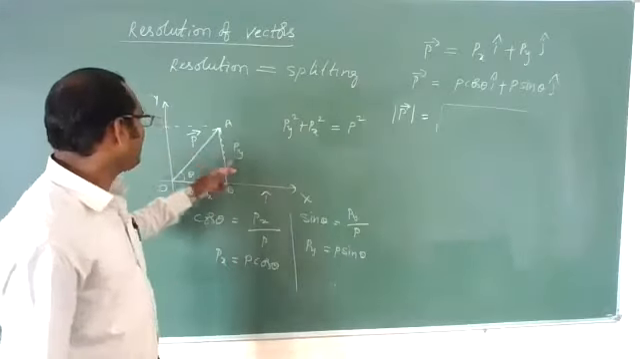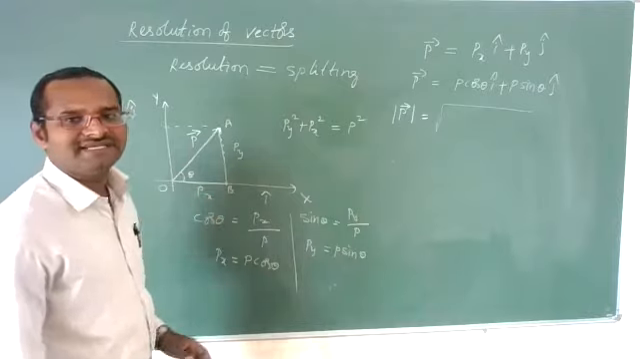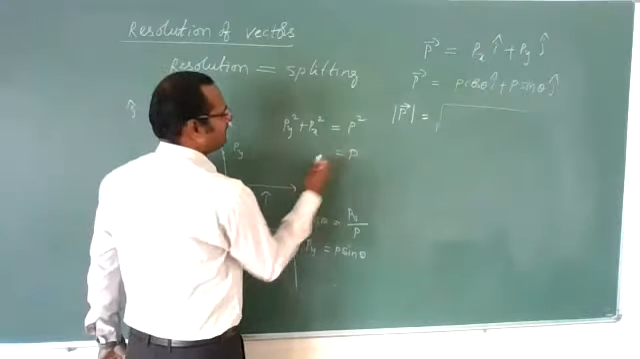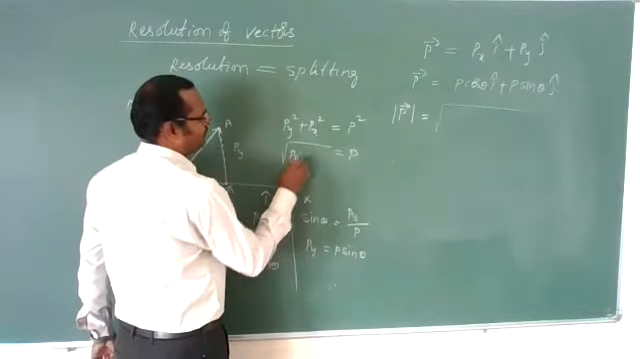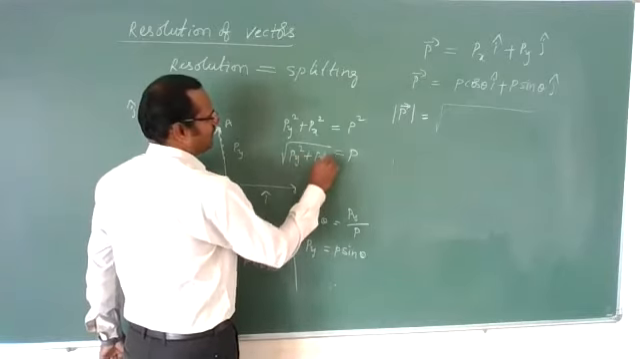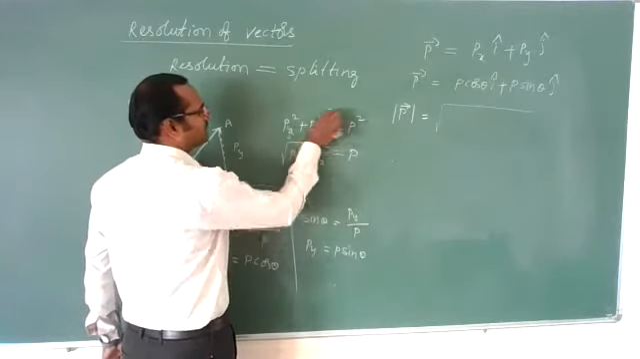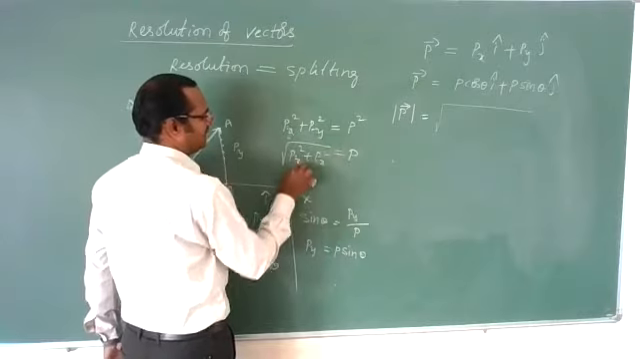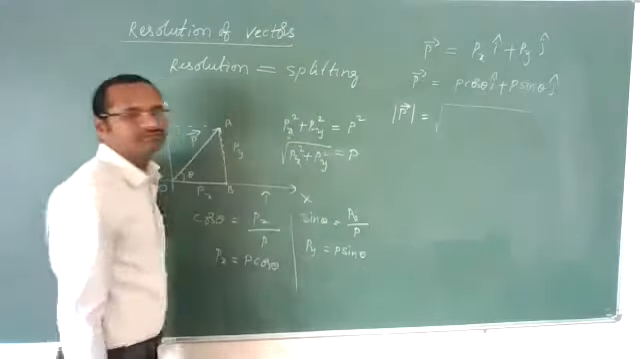Hypotenuse is P, opposite is Py, adjacent is Px. Then what is P, sir? P will be root of Py square plus Px square, or Px square plus Py square. However, you write, both are the same only. No.